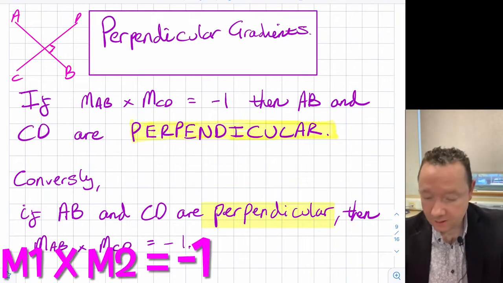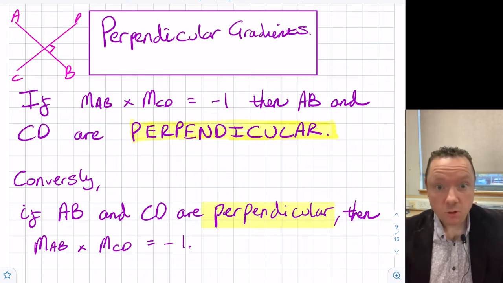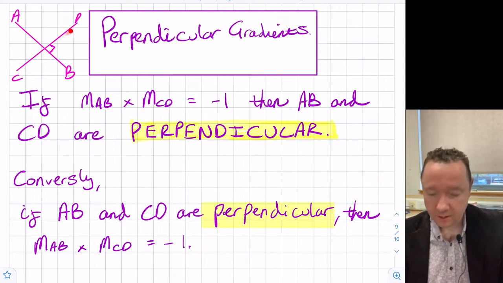Mr. Clare here from Clear Maths. Today we're going to be looking at perpendicular gradients. We're going to see how if you take two lines which are at right angles to each other, then the gradients times together to give minus 1.